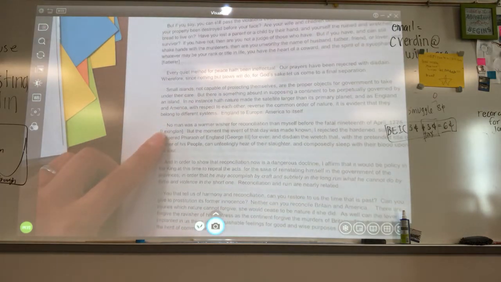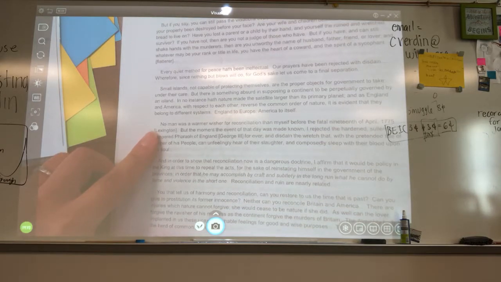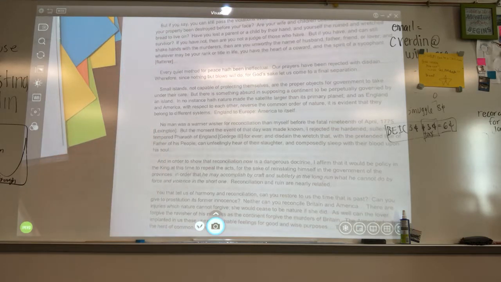No man was a warmer wisher for reconciliation than myself before the fatal 19th of April, 1775, Lexington. But the moment the event of that day was made known, I rejected the hardened, sullen-tempered Pharaoh of England, George III, forever, and disdain that wretch that, with the pretended title of father of his people, can unfeelingly hear of their slaughter, and composedly sleep with the blood upon his soul.